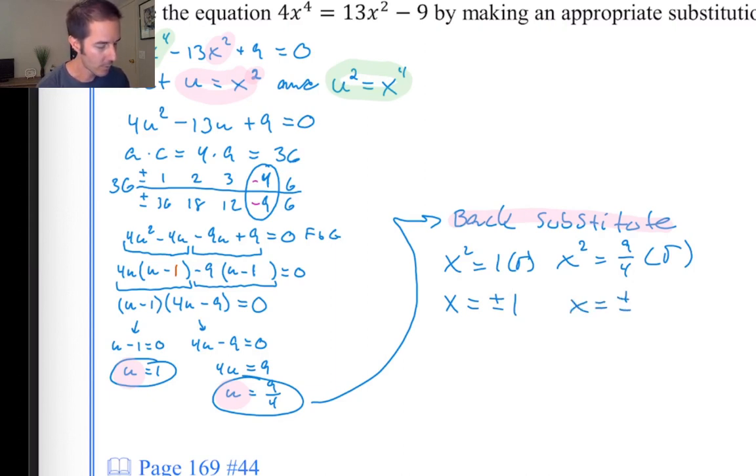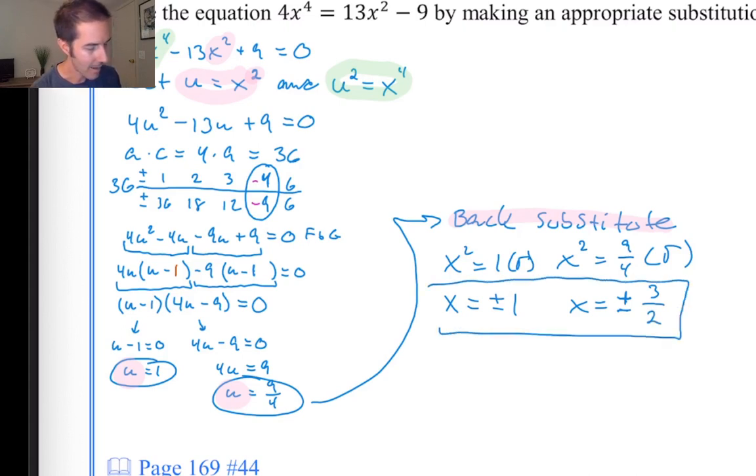Whatever it is, it starts with a plus or minus. Can I really take the square root of 9/4? I can. I'll square root the numerator and get a 3, and the denominator and get a 2. And what that means is I have 4 solutions.